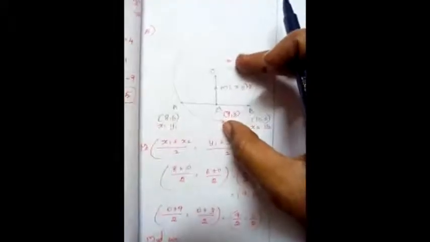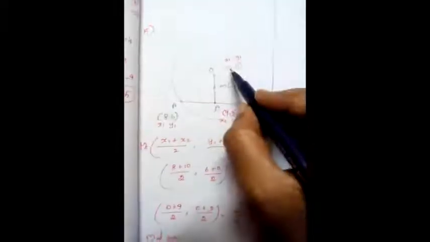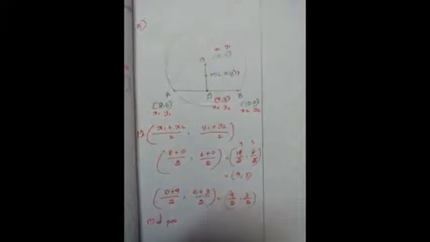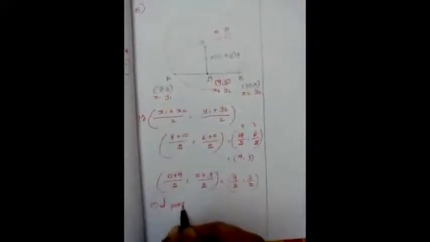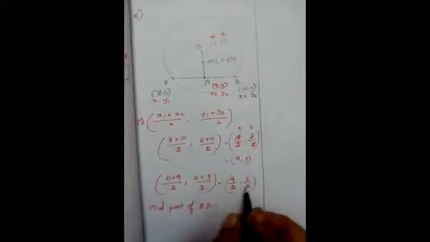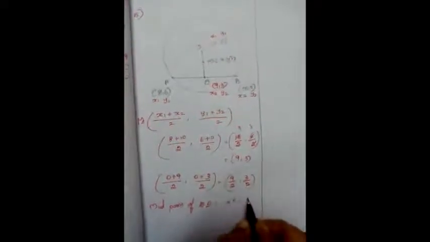9, 3 is D, the midpoint of AB. We have to find the midpoint of OD. So this is x1, y1 and x2, y2. If you apply the formula, 0 plus 9 by 2, 0 plus 3 by 2, that is 9 by 2, 3 by 2. So the midpoint of OD is equal to 4.5 comma 1.5. Okay.